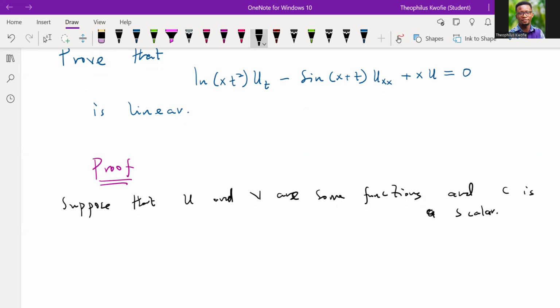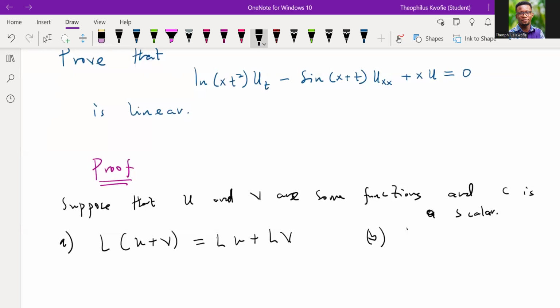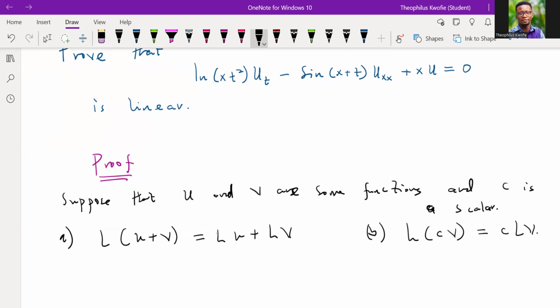On that note, we said that the first property is that if you have a linear operator, let's call it L, and it acts on the sum of the two functions, then we should get L of u plus L of v. That's what we said the last time. The second property is that when the operator acts on c v, we can pull out the c, and then we have c L v. It holds for u as well. So let's take note of that.